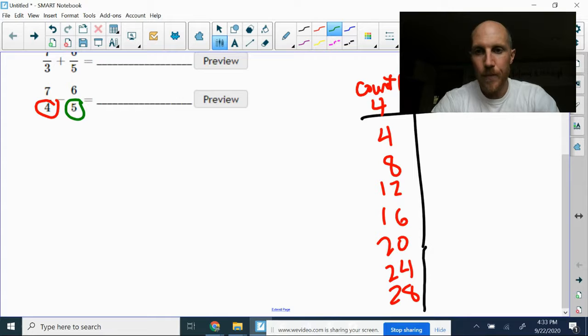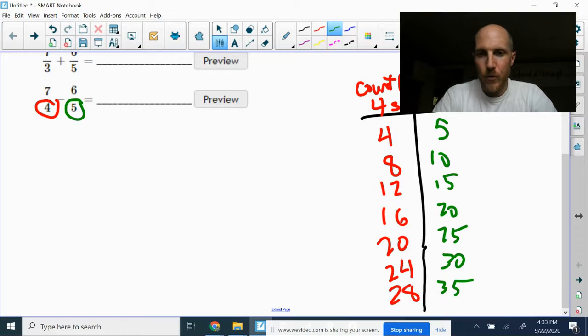So in the next column, I'm going to use the other denominator, which was 5. I'm just going to count by fives. So 5, 10, 15, 20, 25, 30, 35. Okay, I ran out of space, so that is probably going to be plenty. So basically this is times tables, right? I just made a list of all of the fours, that row of the times tables for fours, and a row of the fives. So what I'm looking for is the smallest number that shows up in both lists.